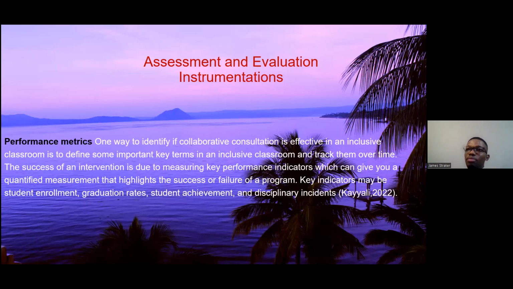So again, we have this class, we have this intervention being done. We know how many students were enrolled. We see how many students graduate. We can look at their achievement, and also we can look at the disciplinary incidents, and looking at all of that together will give us a holistic approach on the impact of collaboration in the inclusive classroom.